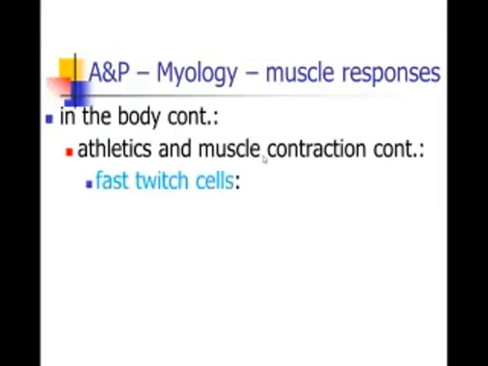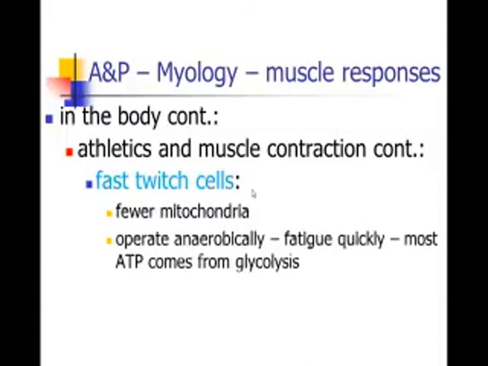The fast twitch cells are really quite different from the other two. They have fewer mitochondria, so that means it's going to be a little bit more difficult for them to create ATP, manufacture ATP.